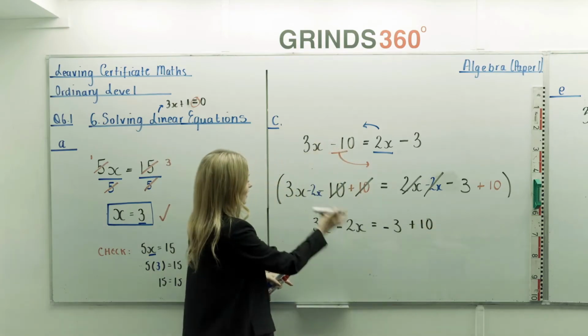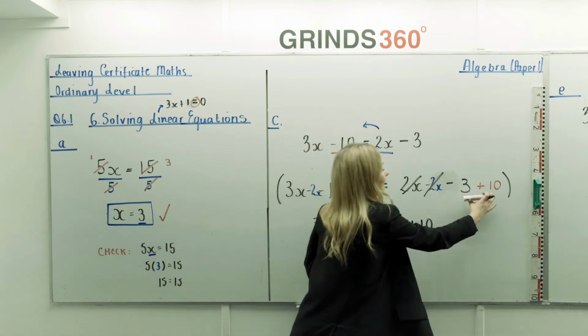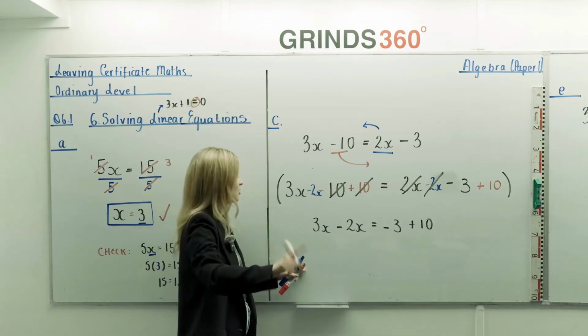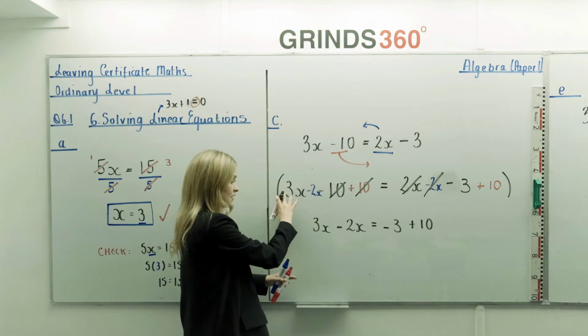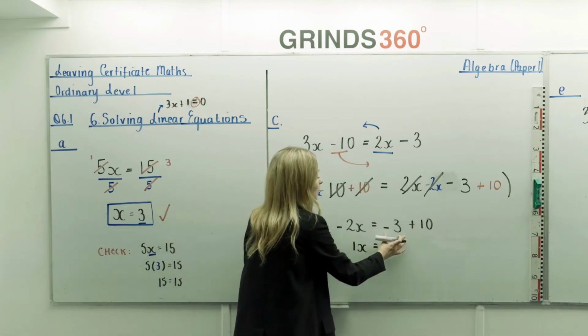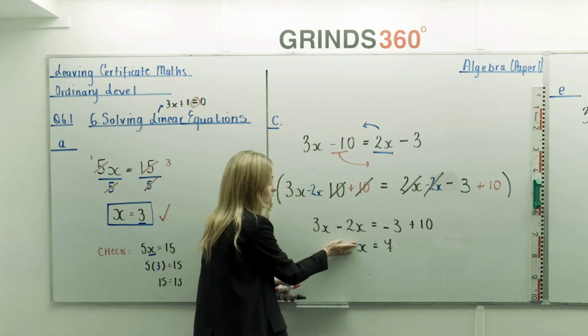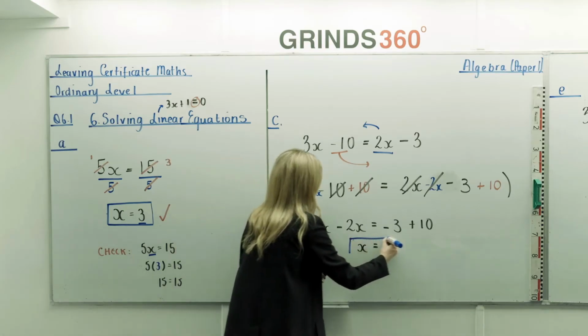Now that ends up as the exact same as 3x minus 2x, and minus 3 plus 10. Bring it across your equals sign, change its sign. It's just a different way of viewing it, but it's the same method. 3x minus 2x is going to leave me with 1x or x, and minus 3 plus 10 is going to leave me with 7. So 1x, or alternatively, if you just want to say x, either, is equal to 7.